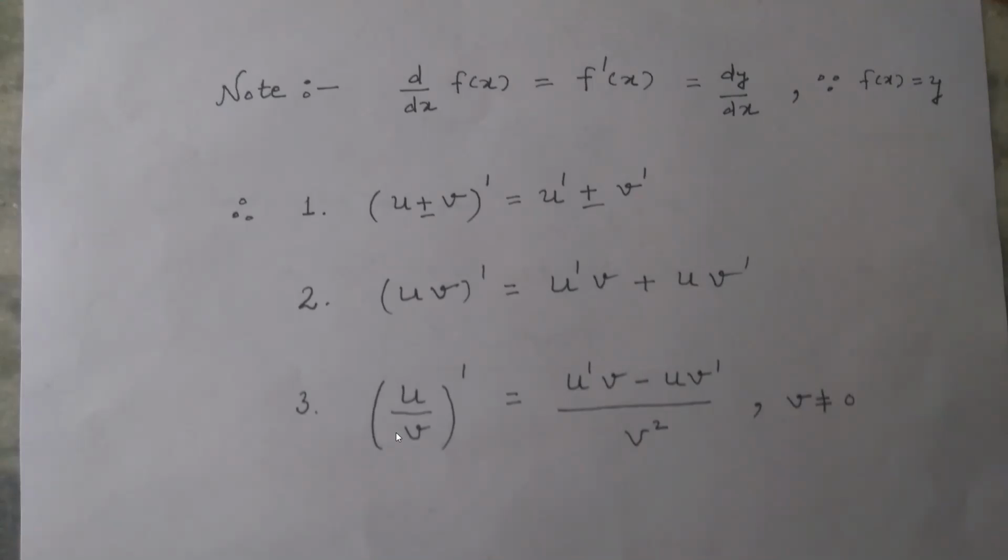Similarly, this is the quotient rule, fraction form. So if the first function is in the numerator and the second function in the denominator, then u upon v, whole derivative, is equal to denominator into derivative of numerator minus numerator into derivative of denominator, whole divided by denominator whole square, where denominator is not equal to 0.